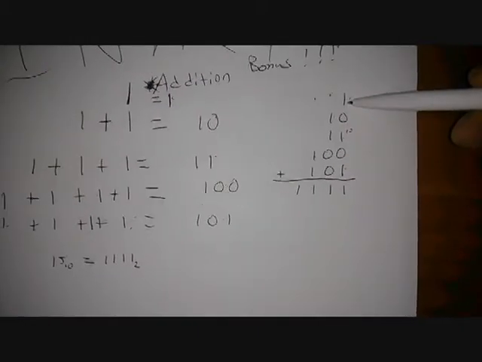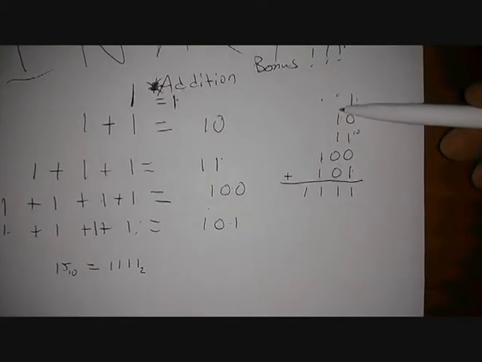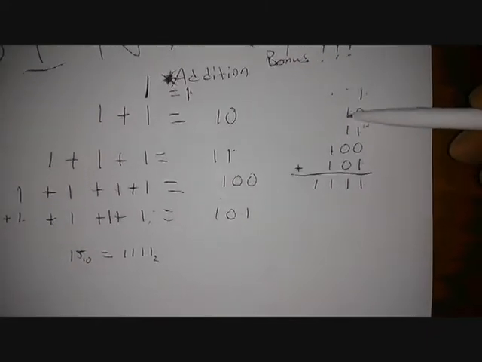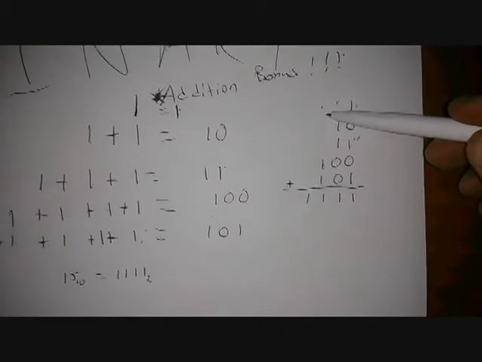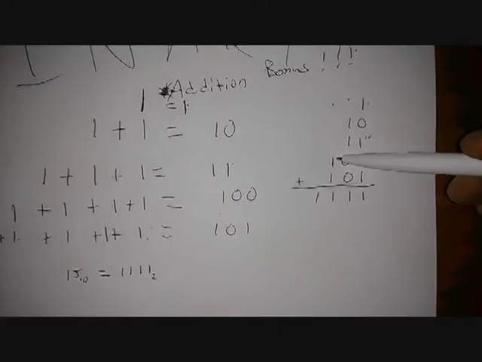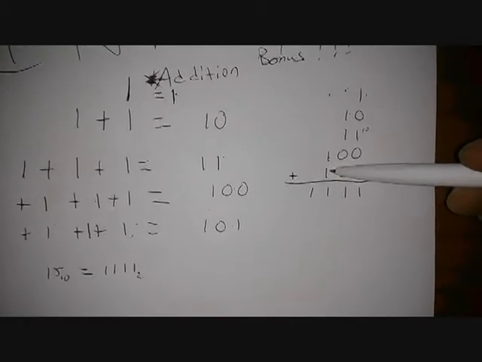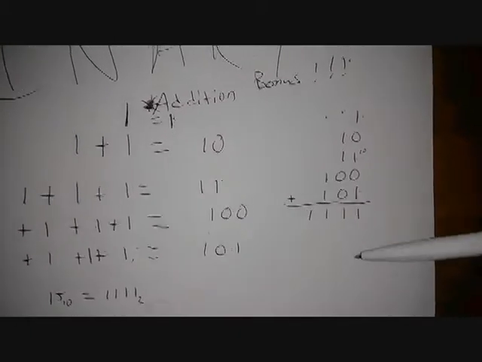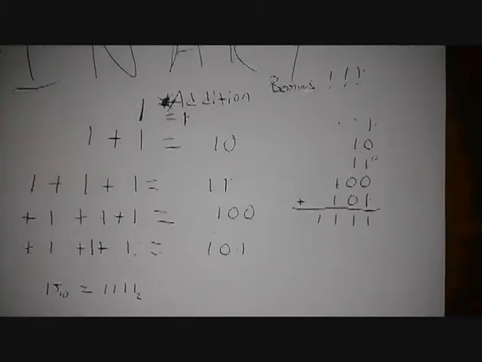And here we go, this is how we actually do it. 1 plus 0 is 1, plus 1 is 10, plus 1 is 11. So we put the 1 down, and we carry the 1. 1 plus 1 is 10, plus 1 is 11. Put the 1 down, we carry the 1. 1 plus 1 equals 10, plus 1 equals 11. There we go.